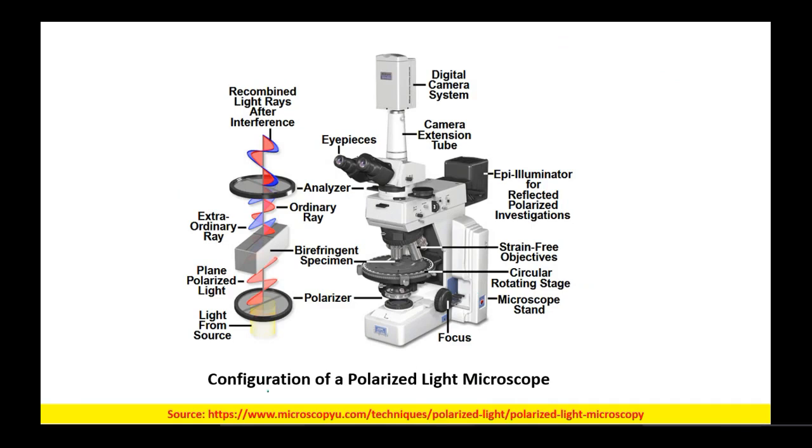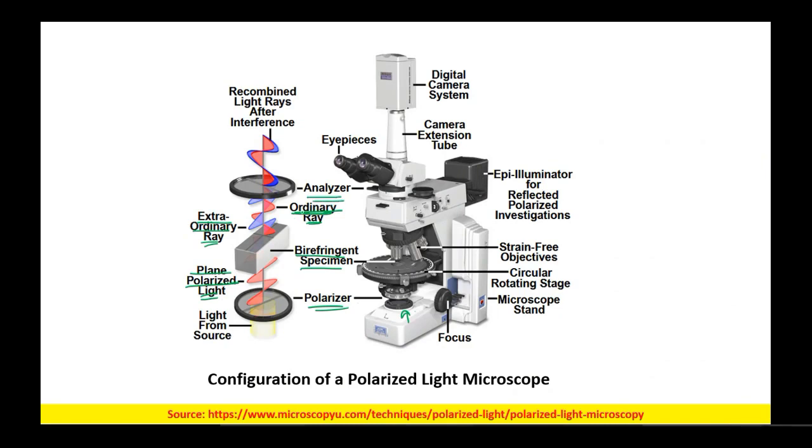So this is the configuration of polarized light microscopy. You have the light, then the polarizer, then this plane polarized light which comes through, then the birefringent specimen. When this plane polarized light moves through the specimen, you have two types of rays: ordinary rays which maintain the plane polarization, and extraordinary rays where there has been a change in the polarization due to the refraction induced by your sample. And then you have the analyzer.